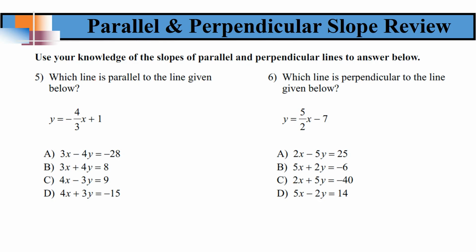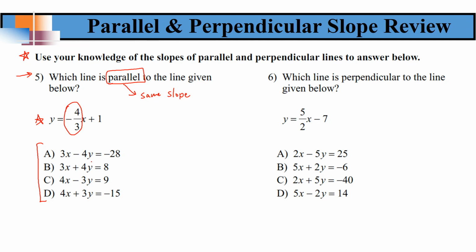In number 5, it says, which line is parallel to the line given below? And here's the line. Now, right away, we should know that parallel lines have the same slope. Once again, I do want to remind you that everything you see on this slide should be written down in your notes, including these bold directions, the original question, this right here, and the 4 answers. So make sure to pause if you need to. So remember that parallel lines have the same slope. Well, the slope of this line is -4/3.